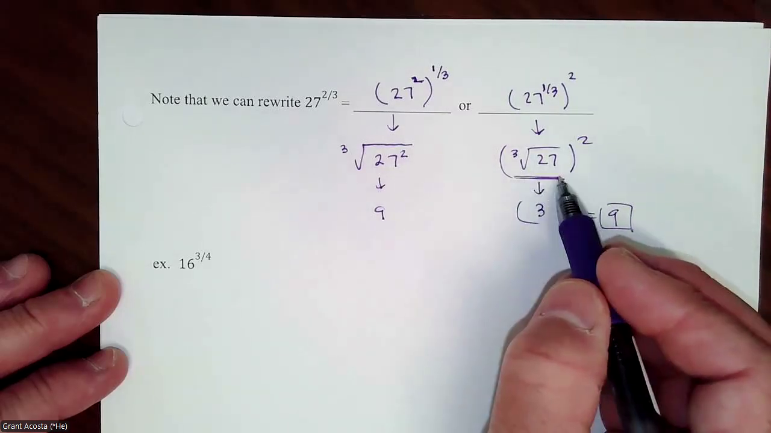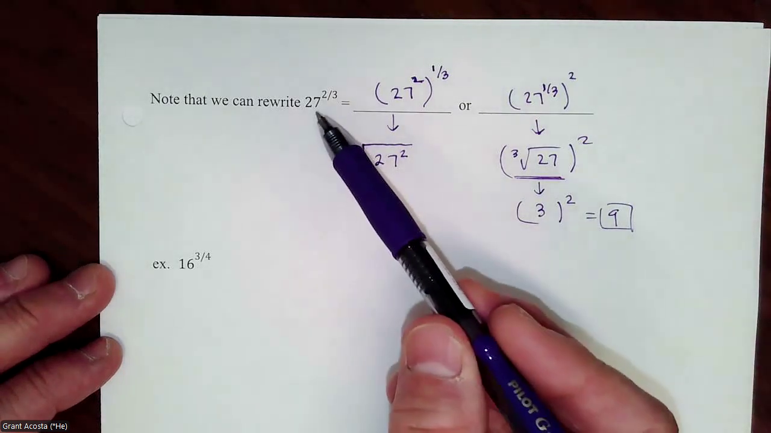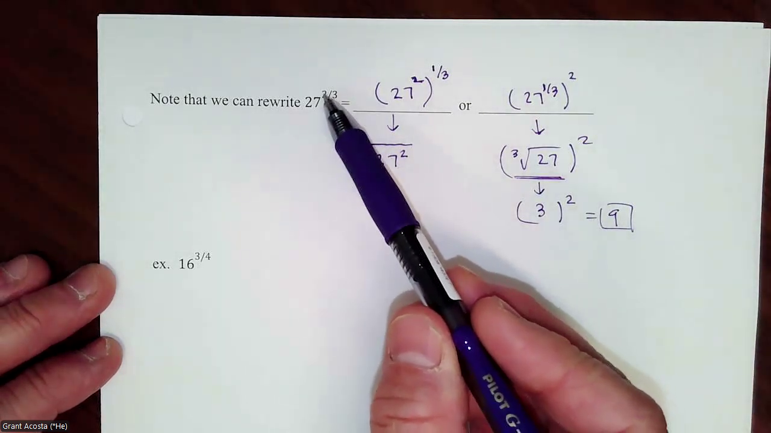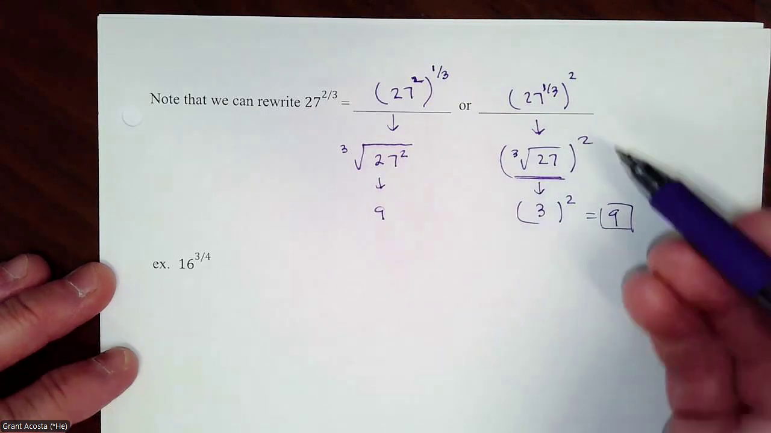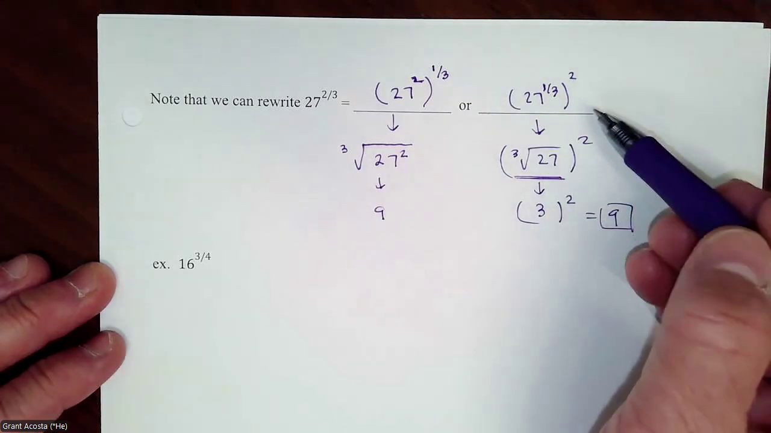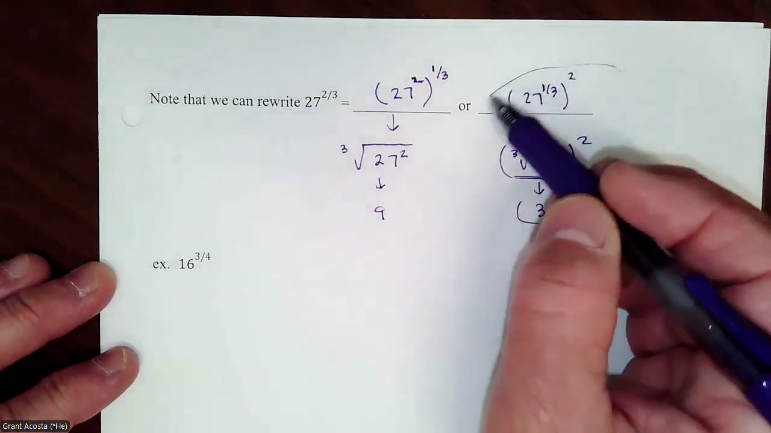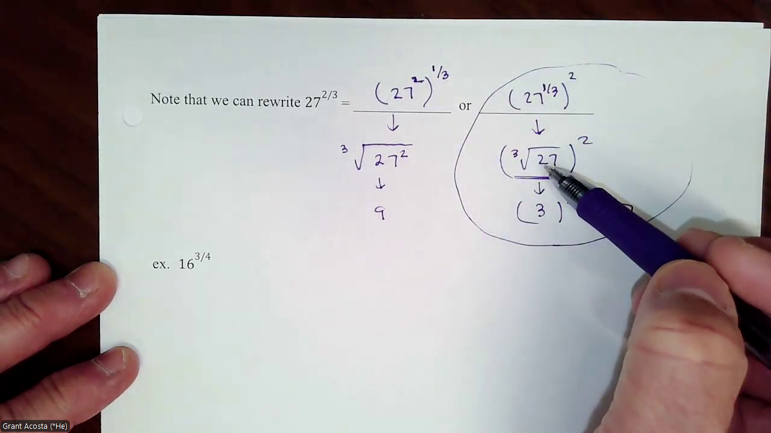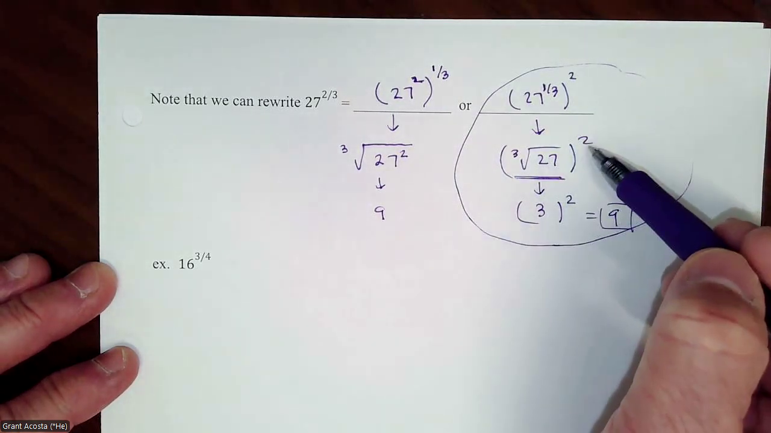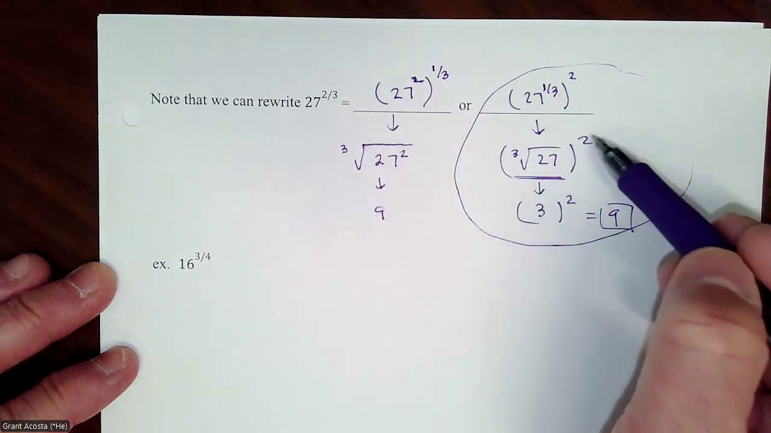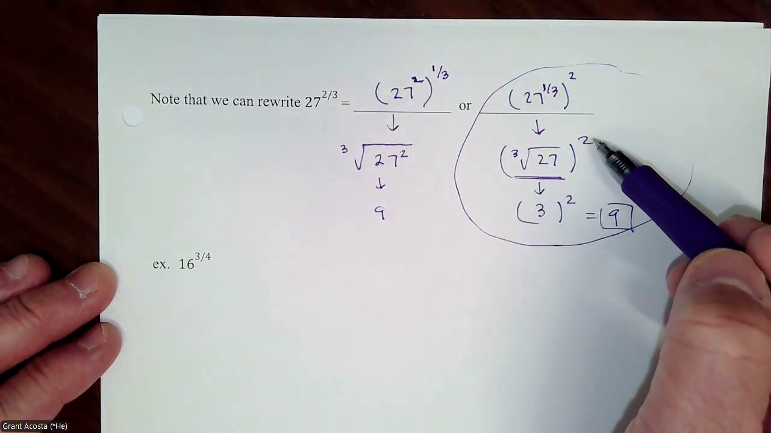But clearly this is easier. So whenever you're raising a number to a fraction where the numerator is not 1, it's almost always easier to do it this way. In other words, you want to take the root first and then use your numerator to, in this case, square the answer.